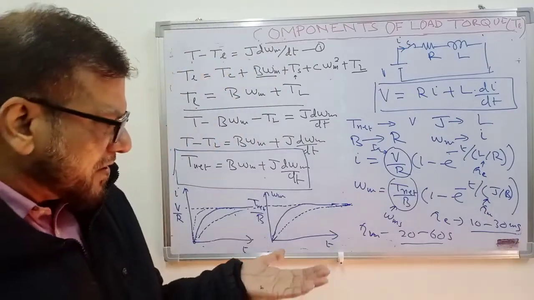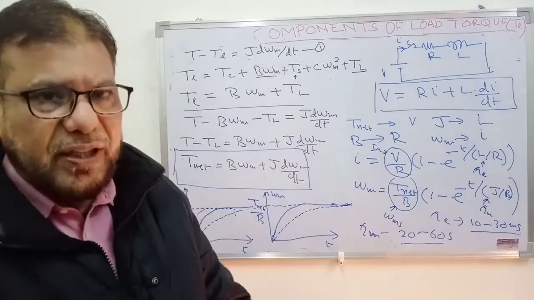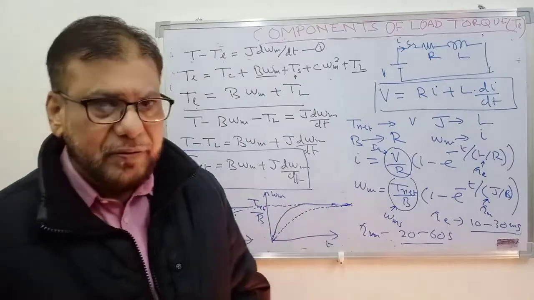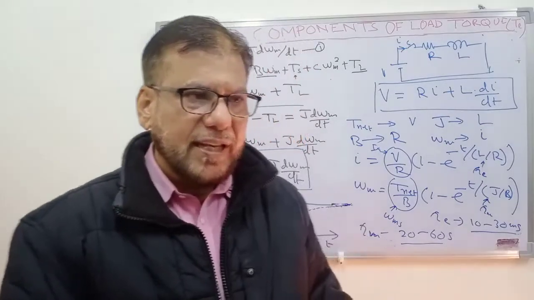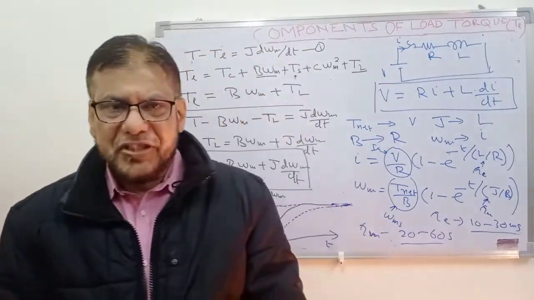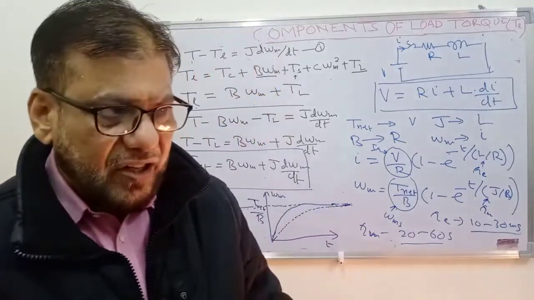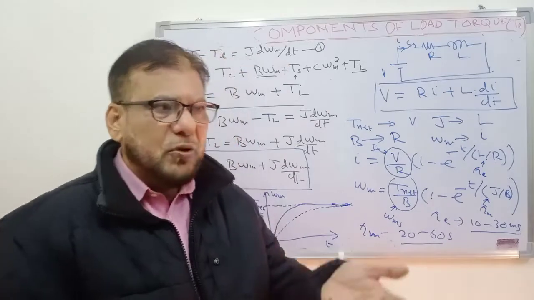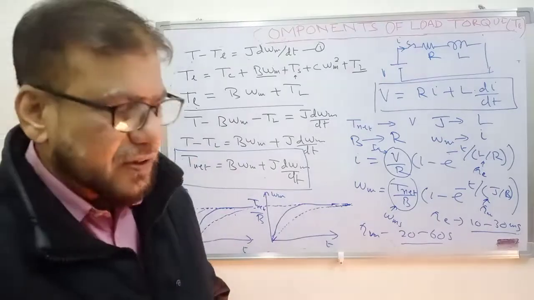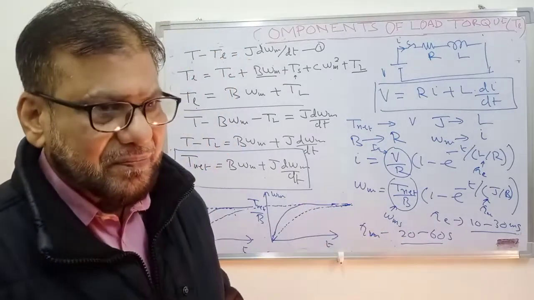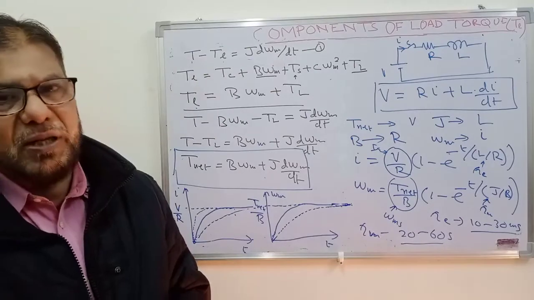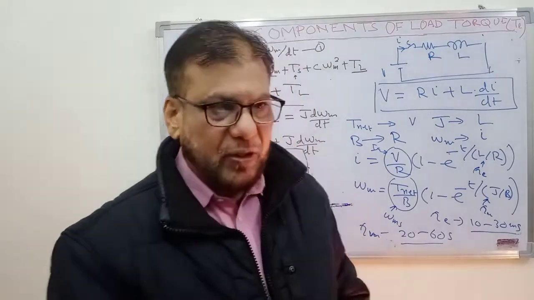Later on we shall study one more time constant that we call the thermal time constant. When we start a motor and put the load on the motor, there are certain losses, iron losses and copper losses. Because of those losses, heat is generated, the motor's temperature starts rising, and finally the motor reaches a certain steady state temperature rise. This rise in the temperature of the motor takes a longer time, and the constant that governs the rate of rise of that temperature is called the thermal time constant, that we shall discuss later in this unit.